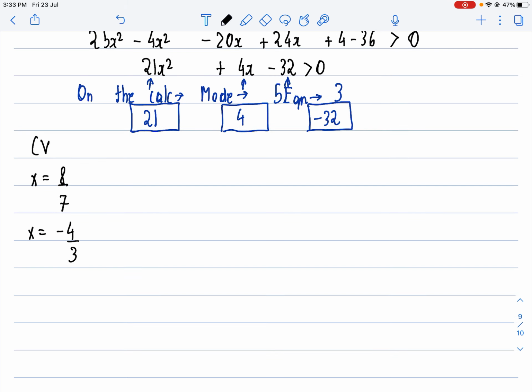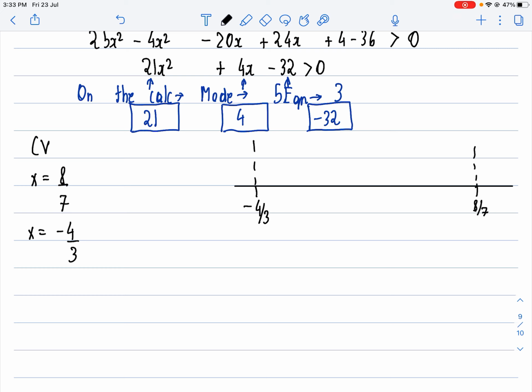Now, the next step is to make the number line, which I'll simply make here. Correct? So I have minus 4 over 3 and I have 8 over 7. These are basically my two critical values. Let's say I take a value in between them. Let's say I take 1. I simply put 1 into this equation. So I simply get 21 into 1 square, plus 4 into 1 minus 32, which basically gives me negative 7. Negative 7 is the value.